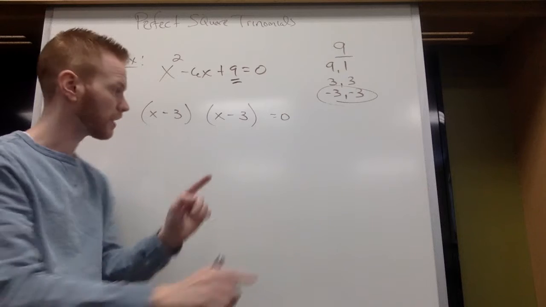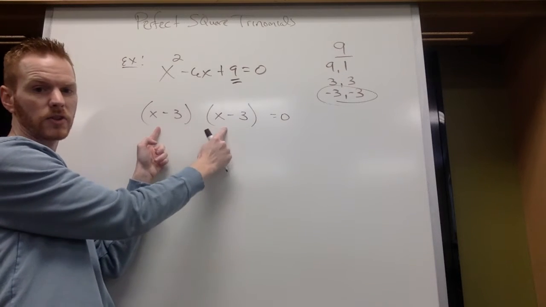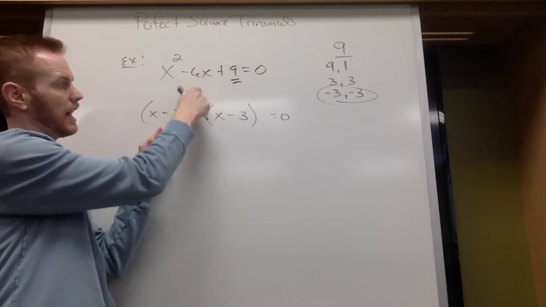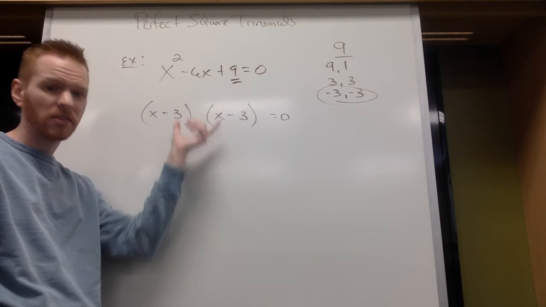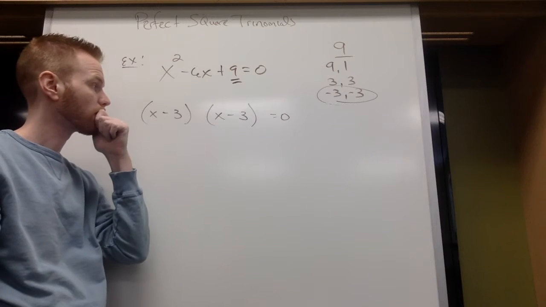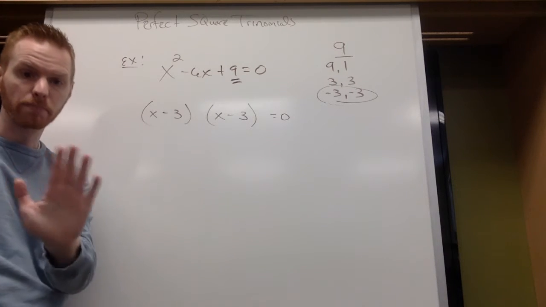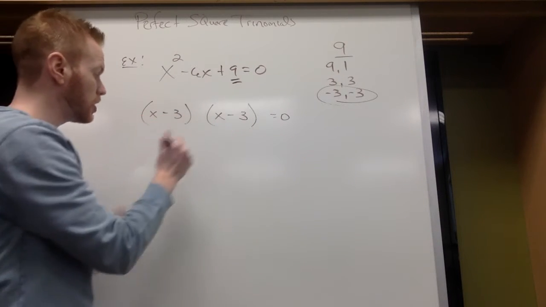Hold on. Full disclaimer. If I multiply these factors, I get the original. So if you're ever unsure, are these correct? Well, do the multiplication. Okay. Now, by the zero product property, I could set each one equal to 0.